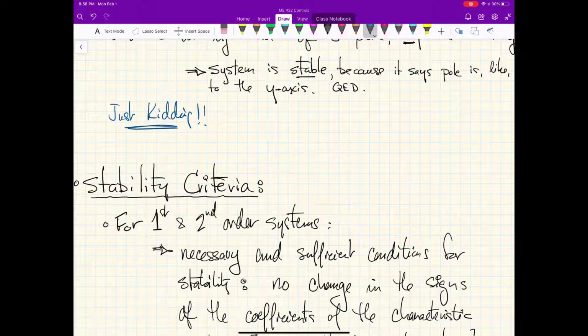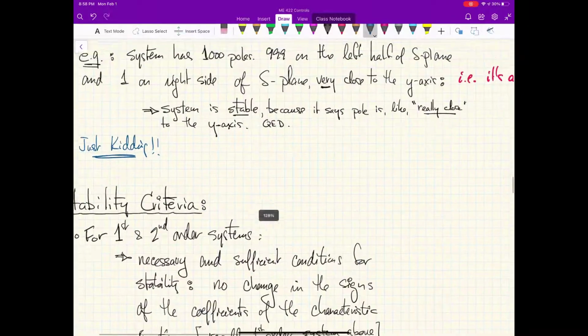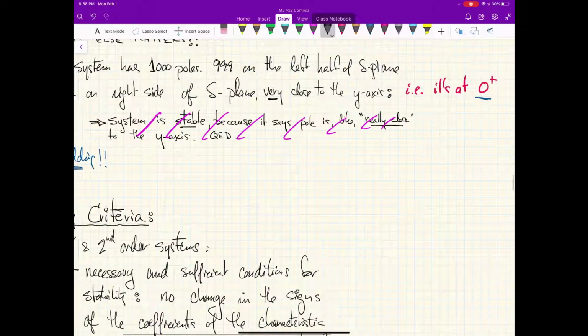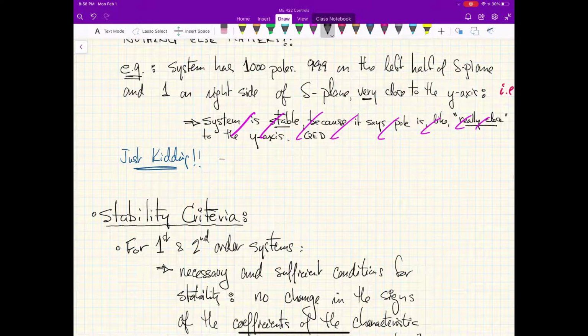Remember, that's our test. Is it on the right-hand side? Yes or no? If it's at 0 plus, it's on the right-hand side. So no, this is not true. If it's on the right-hand side, even by a little bit, the system is unstable.